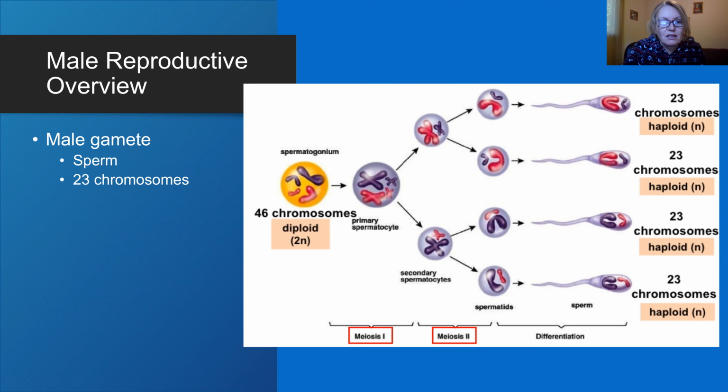Here we can see a very quick diagram of sperm production. It involves mitosis and meiosis. We start with a spermatogonium, and this spermatogonium can divide by mitosis, producing more cells, and then through meiosis we make a haploid sperm. So we start with 46 chromosomes, that is 2N, and end up with 23 chromosomes, that is 1N.